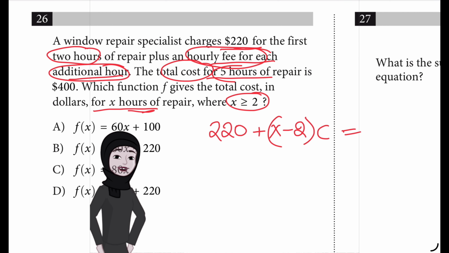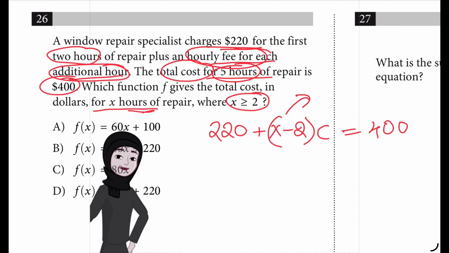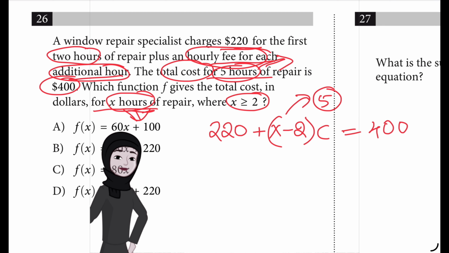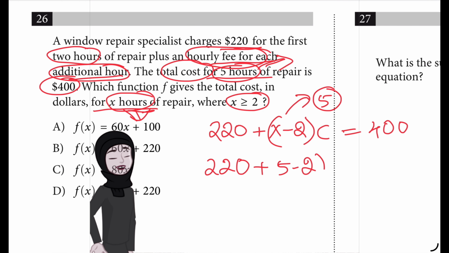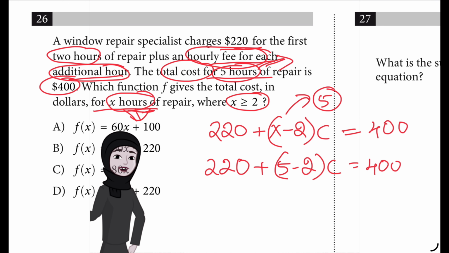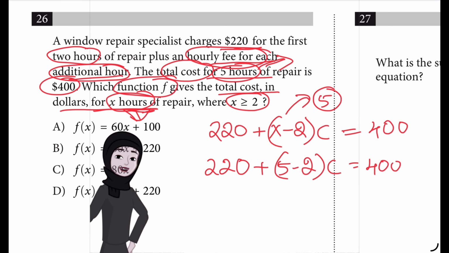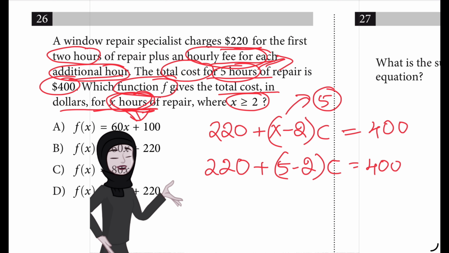So for the 5 hours of repair that has been provided for us, which is 400, in this case the x is 5 because we are talking about 5 hours of repair. So we can use 220 plus 5 minus 2 times C is equal to 400. We can use this to solve for C first, because later we need the function f which gives the total cost for x hours of repair. Using the 5 hours information, we can then provide a general formula for x hours of repair once we know the constant C, that is the cost of the hourly fee for each additional hour.